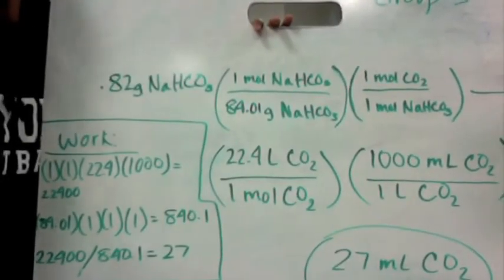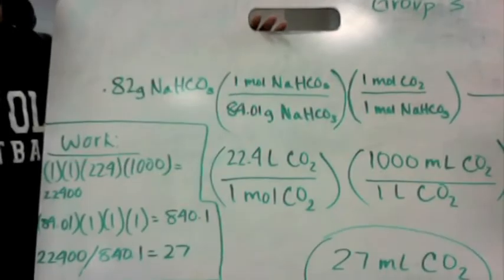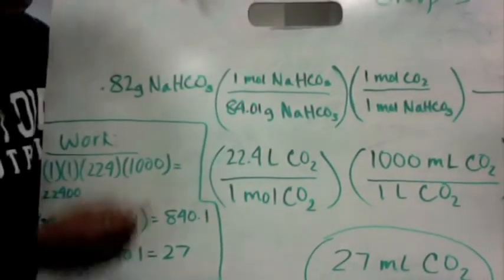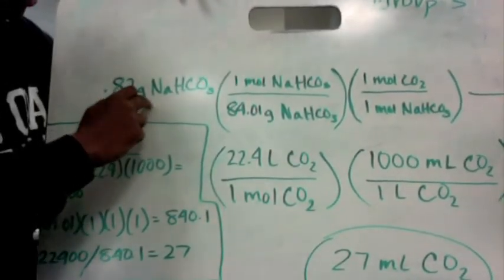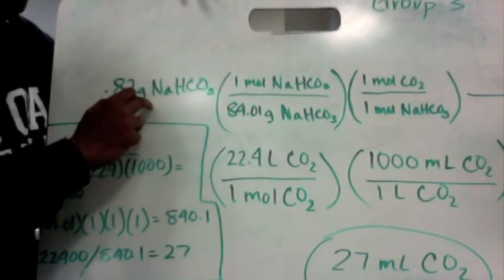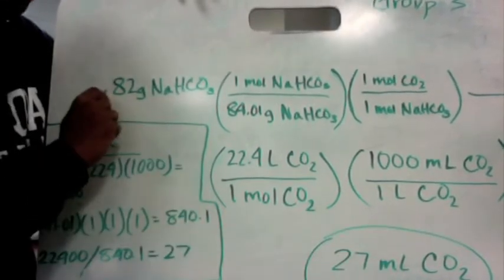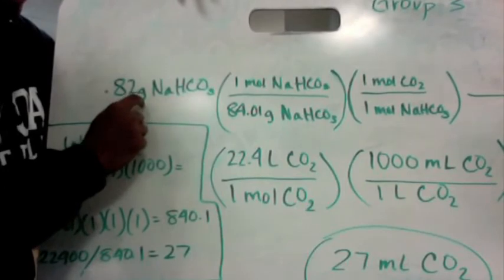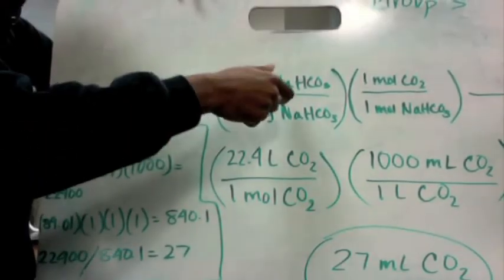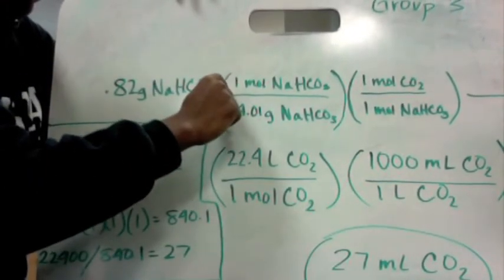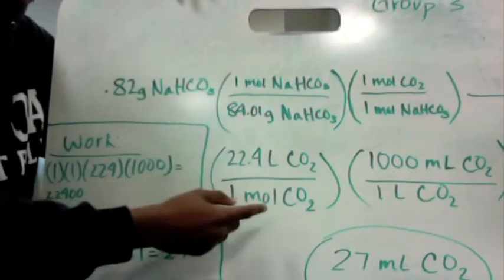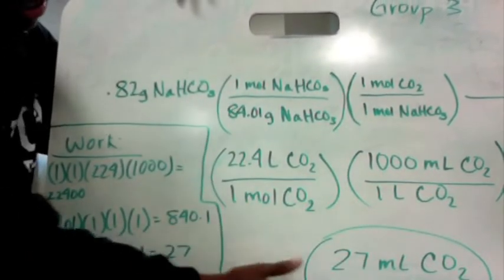So what we have here is the basic stoichiometry of our project, trying to figure out how many milliliters of carbon dioxide were produced. What we started off with was 0.82 grams of the baking soda, which is our starting point to figure this out. Like the basic stoichiometry, you're going to put 1 mole of the product that you're starting off with, and at the bottom put the molar mass.